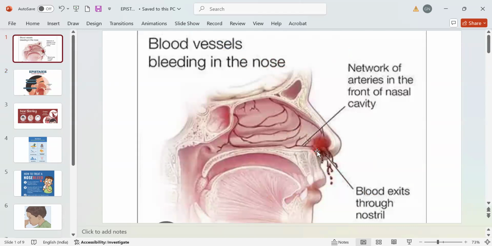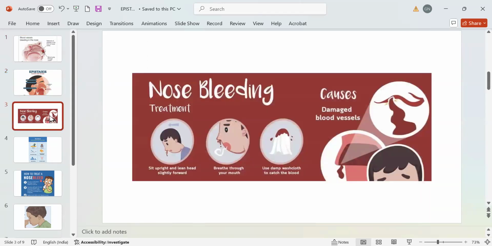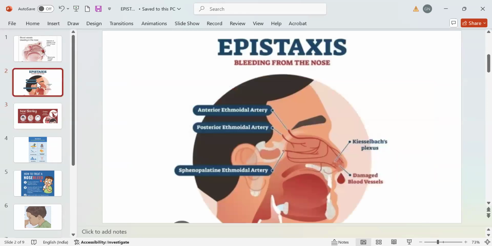This is Kisselbach's triangle. The arteries, the anterior part of the nose, is the commonest site. Damaged vessel causes bleeding in the nose. Types: there are two types, anterior epistaxis and posterior epistaxis. So anterior epistaxis, see, this is the vessel. Anterior epistaxis is bleeding from Kisselbach's plexus, and all these arteries come and unite here. This is Kisselbach's plexus.